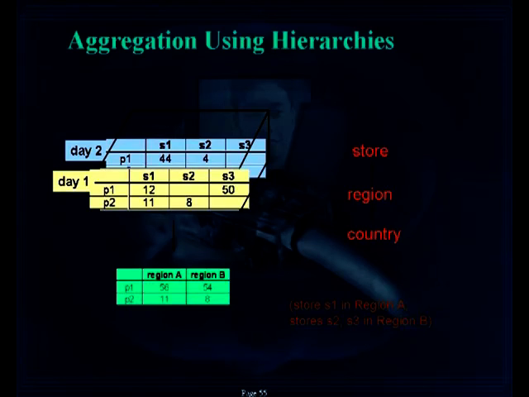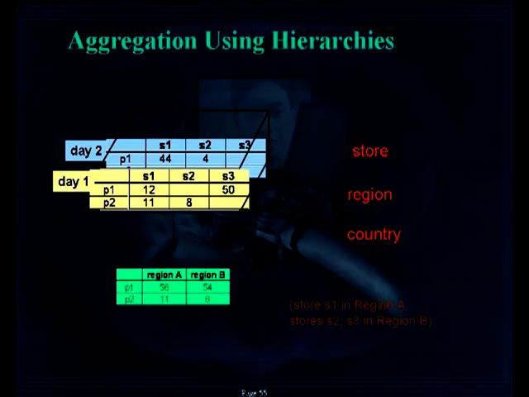For example, store S1 say is in region A, and store S2 is in region B, and store S3 is in region B, say. Then if you want to compute the total sales for each region, I can compute the total sales for product P1 in region A, and similarly the total sales for P1 in region B.